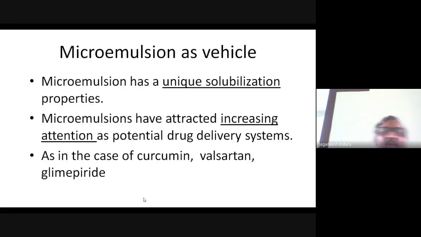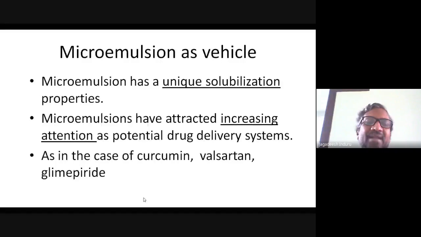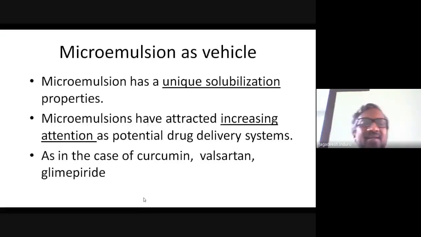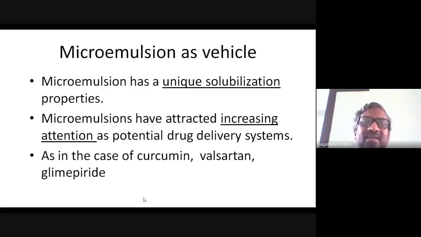Most of the time, microemulsion is used as a good vehicle with unique solubilization properties, and it is also a potential drug delivery system to entrap your oil-soluble drug moiety in the microdroplets and enhance the surface area and bioavailability in the case of poorly permeable drugs like curcumin, valsartan, and glyceride. In this case, you have poor permeability and very low water solubility. In those cases, it will help.